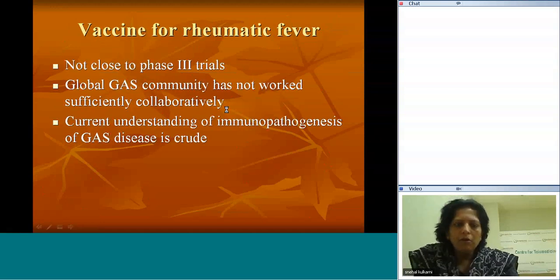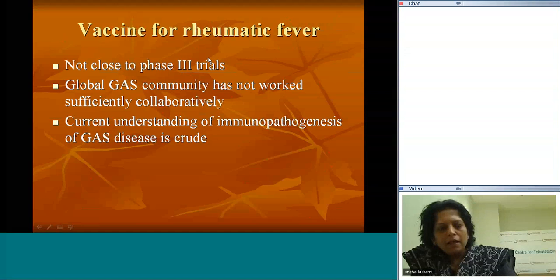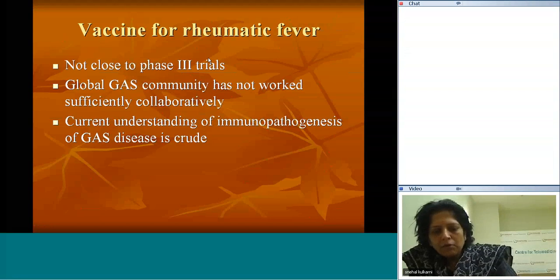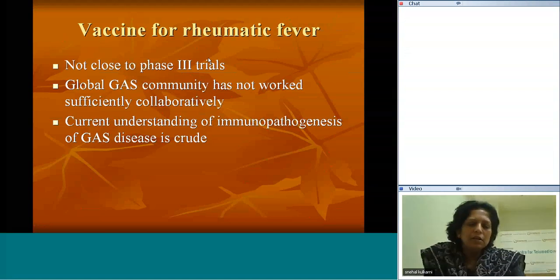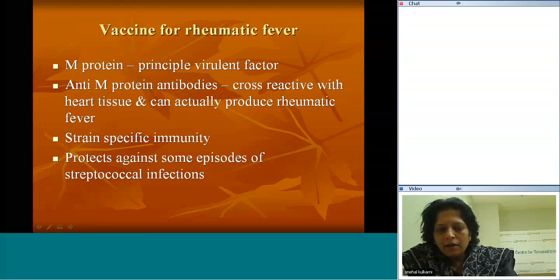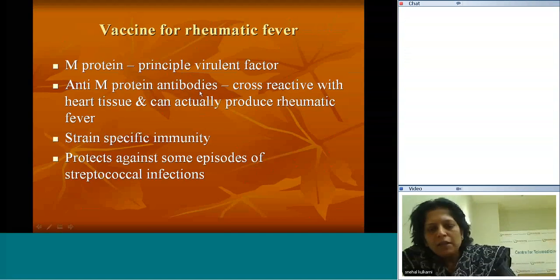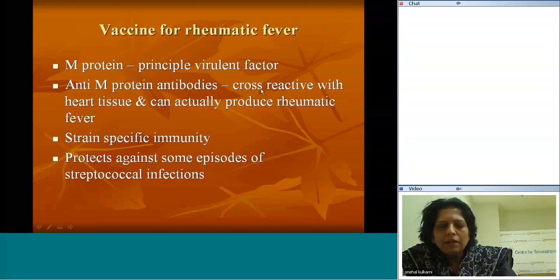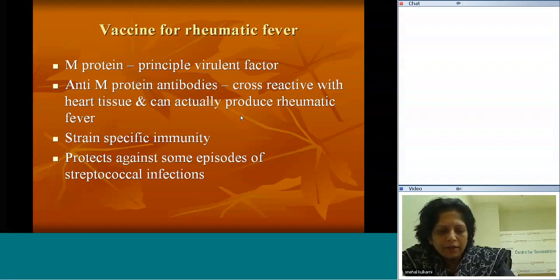Now what about a vaccine for rheumatic fever? They are not close to phase 3 trials. The streptococcal community has not worked sufficiently collaboratively, and the current understanding of the immunopathogenesis of group A streptococcal disease is really too crude to have a vaccine for rheumatic fever at this stage. In pathogenesis, the M protein is the principal virulence factor for rheumatic fever. Anti-M protein antibodies cross-react with heart tissue, and there is a fear that they can actually produce rheumatic fever rather than protect as a vaccine.